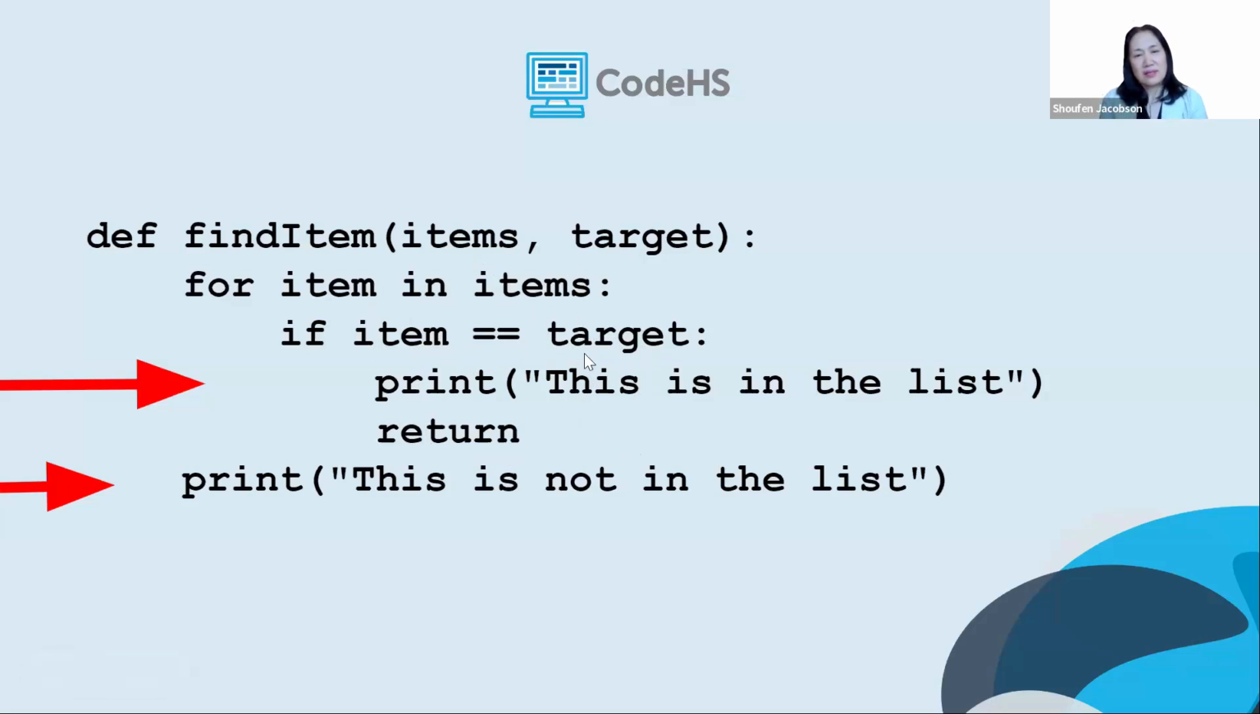A lot of kids are lost. So if it's false, what's going to happen? If it's true, I return. If it's false, it does nothing, goes back, and looks for the next element on the list. Right? A lot of kids say, oh, if it's false, I'm going to just print this is not on the list. That's not true.